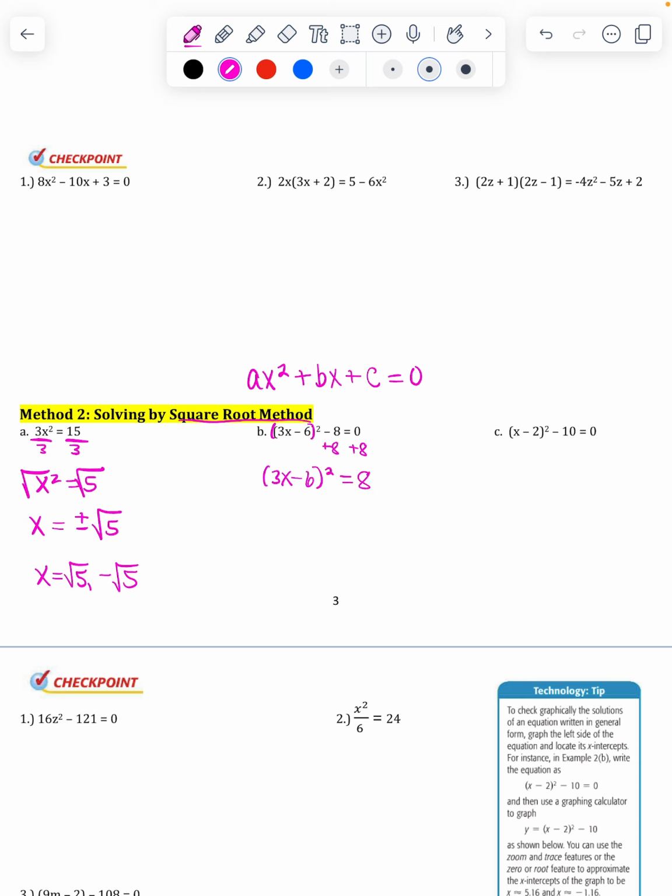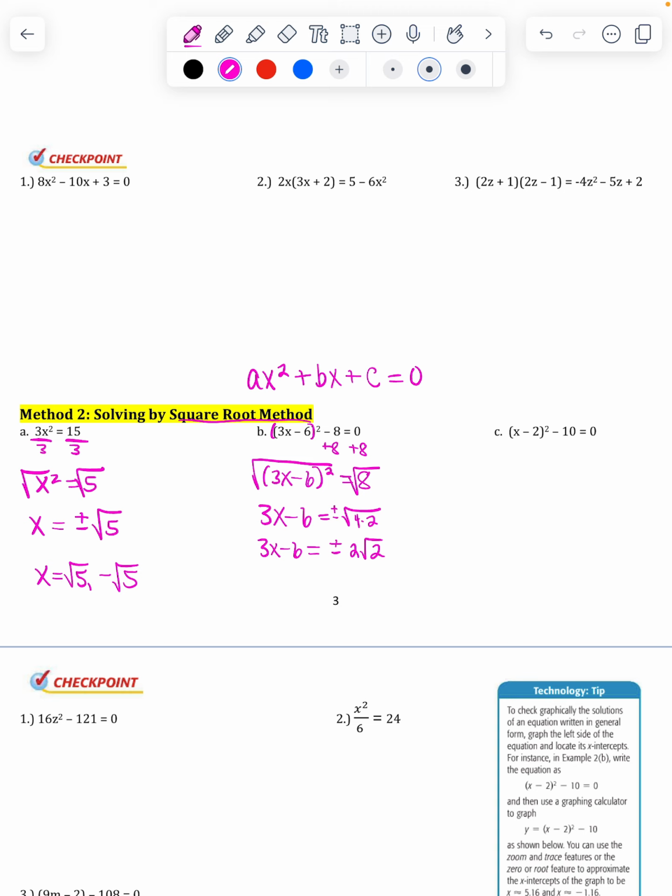And then I would go ahead and square root this to cancel out the squared. And when I square root something being squared, I'm just left with the 3x minus 6, so that's good. But then for the other side, I would have to simplify the square root of 8, just so that it's a little bit easier. Also realize that it's going to be positive and negative when I do that. So 4 times 2 is 8. The square root of 4 is 2. So this would be plus or minus 2 root 2.